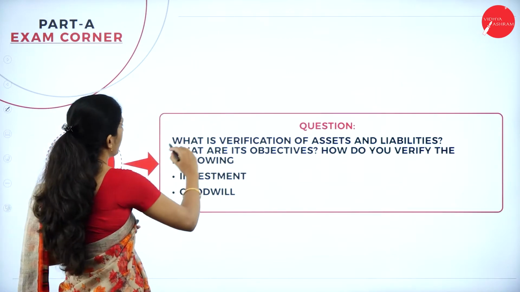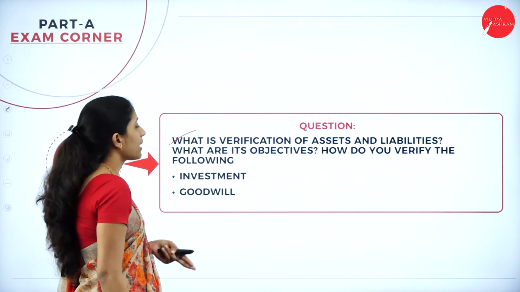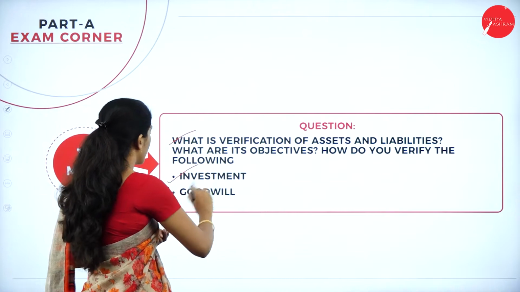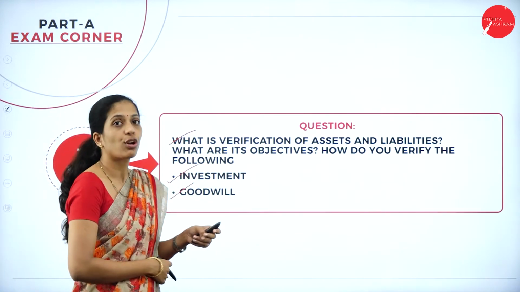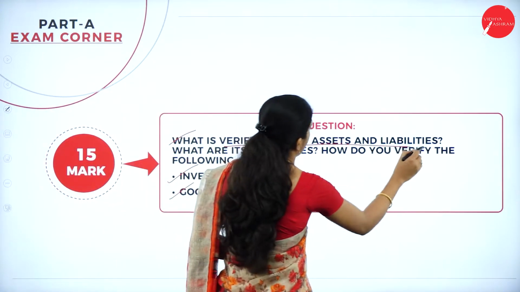Next question, for 15 marks, is: what is verification of assets and liabilities? What are its objectives? How do you verify the following? How is the verification of investment done, and how is the verification of goodwill done? Now, what do you mean by verification of assets and liabilities?